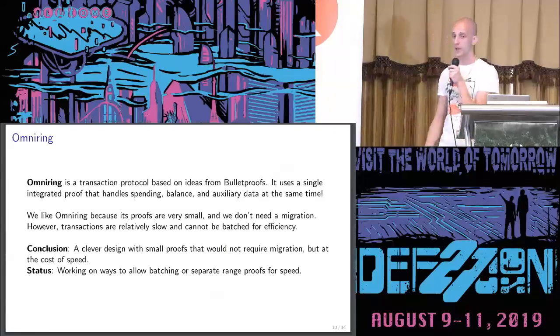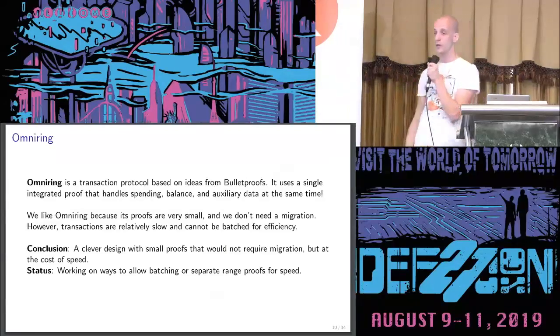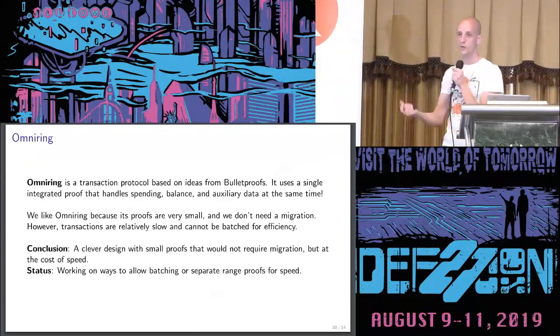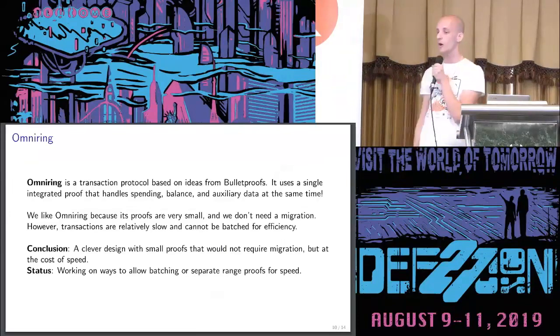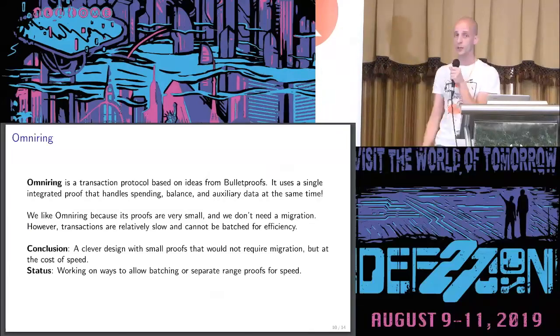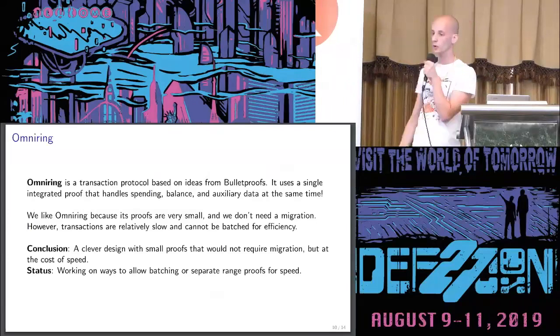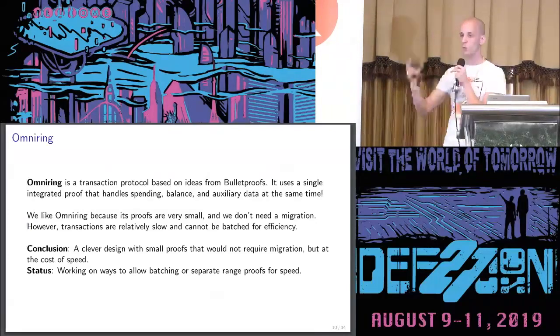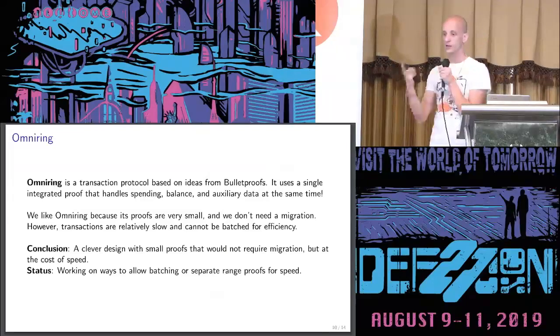Another one that came out very recently is called OmniRing. And this was actually designed kind of with Monero in mind, as far as I know. But it's basically a transaction protocol that is based on some ideas from the Bulletproofs range proof protocol that we already had integrated for a separate protocol. And it effectively uses one big single integrated proof for all spending that handles spending, it handles balance, and all of our auxiliary data, all kind of tied up into this neat, efficient package.